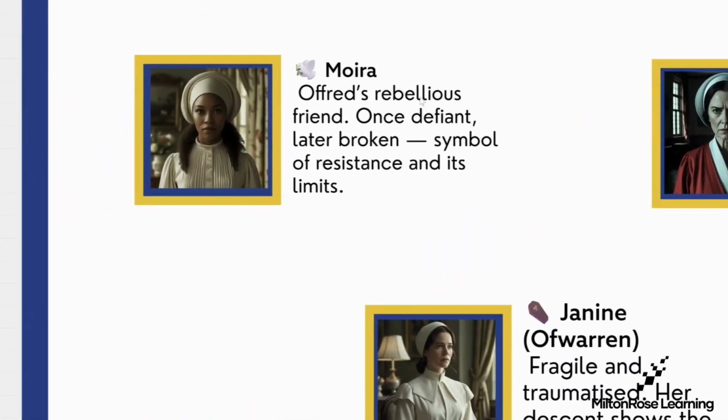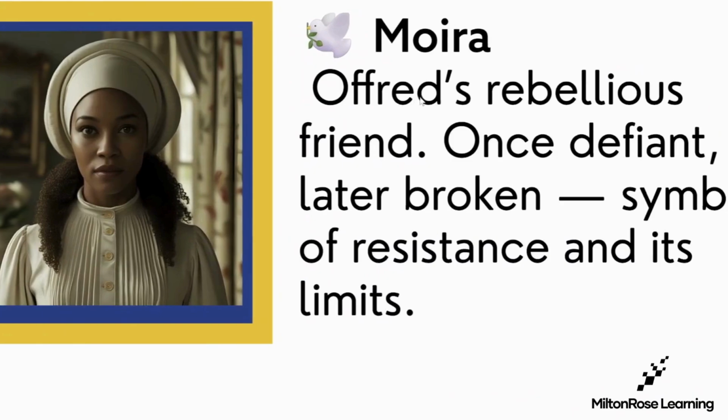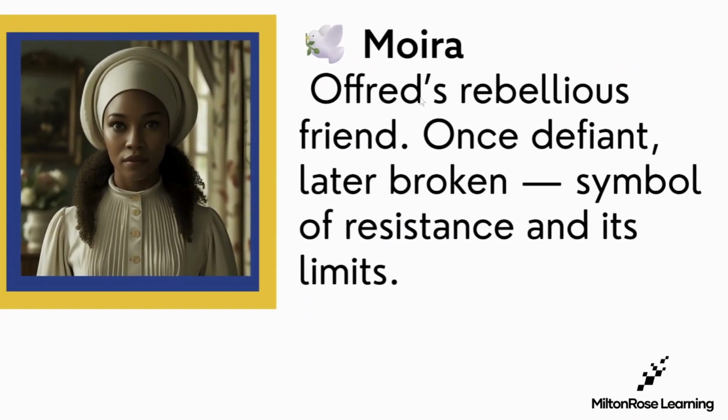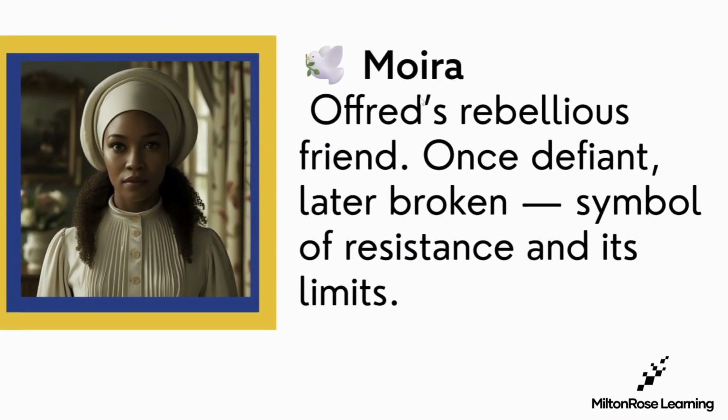Then we've got Moira. Moira is Offred's rebellious friend. I quite like Moira, quite an interesting character. Once defiant, but she was later broken. But nevertheless, she's a symbol of resistance and its limits. You can resist in this kind of society, but never for too long. They'll eventually track you down and break you or erase you, effectively.